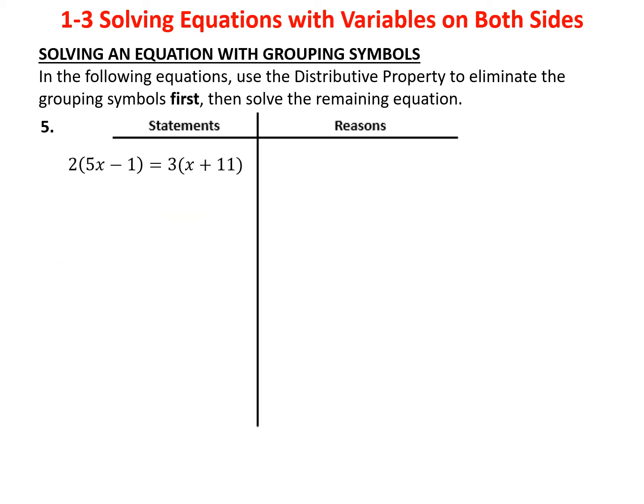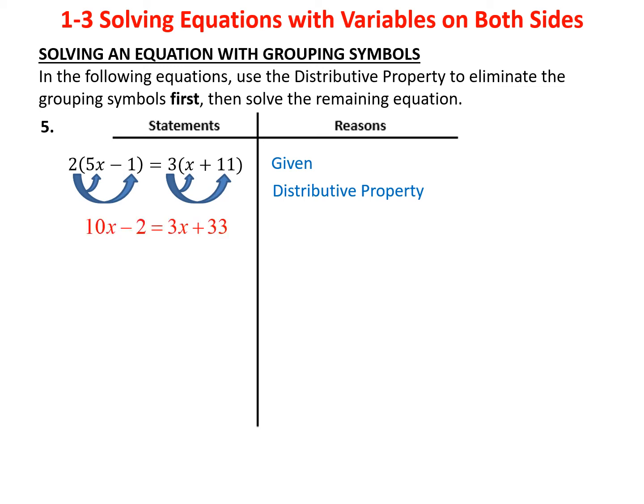All right, then let's work problem 5 in your worksheet. Again, we're going to undo the grouping, and then we're going to get all the variables on one side. So our first step, there's our given problem. Let's use the distributive property. 2 times 5x minus 1, and 3 times the quantity x plus 11. So we end up with 10x minus 2 and 3x plus 33.